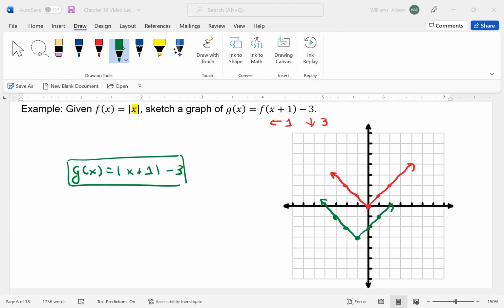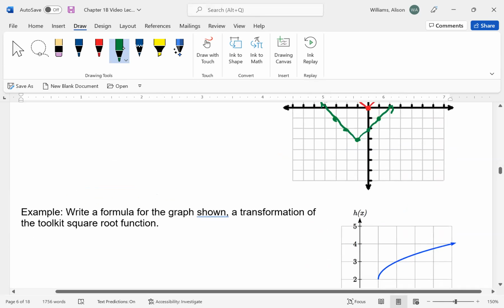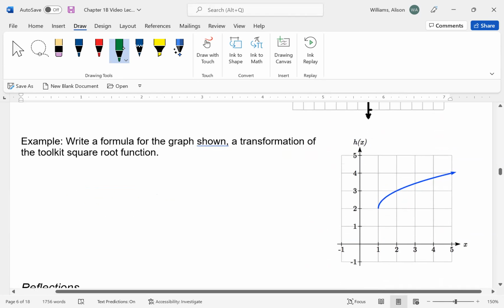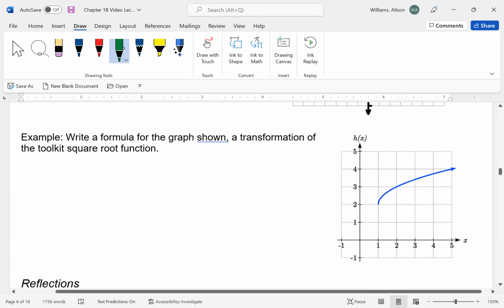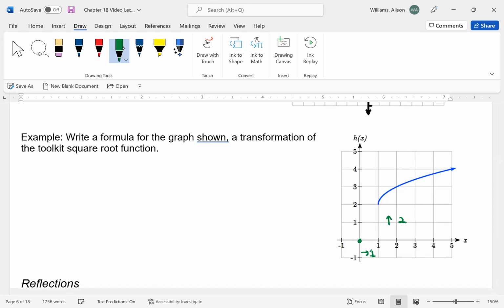Okay, so let's try another one. This time we're given a graph and we're asked to write a formula for it. So for this, that looks like the square root function. We graphed that earlier. Okay, cool. So normally the square root function starts here at 0, 0. So this looks like it has been shifted right 1 and then up 2.